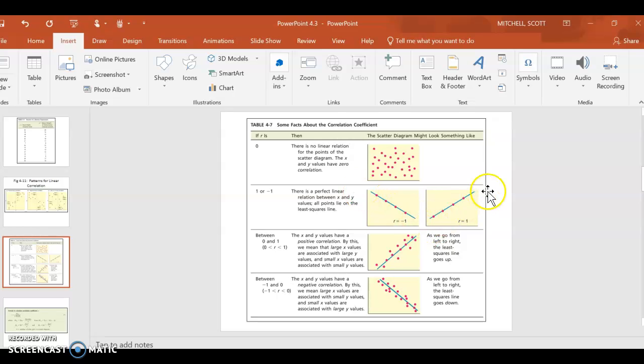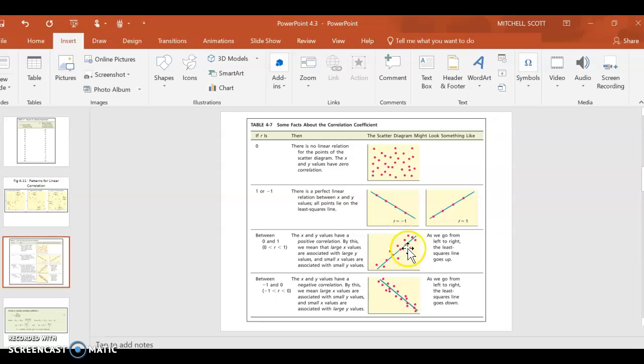That doesn't usually happen. The only time that happens is in algebra class, because you're plotting points that make the line. Very rarely in stats do you get a perfect correlation of 1 or -1. But again, notice that 1 is a positive slope, -1 is a negative slope.